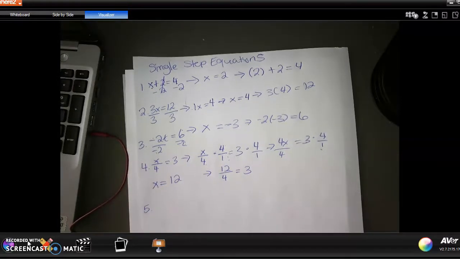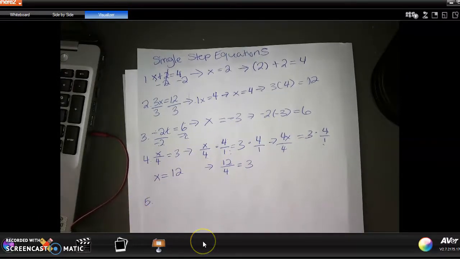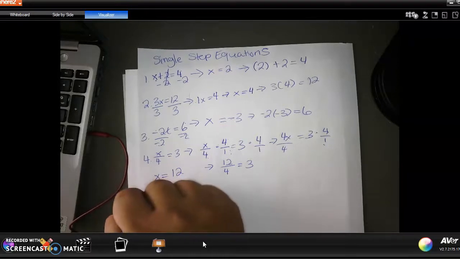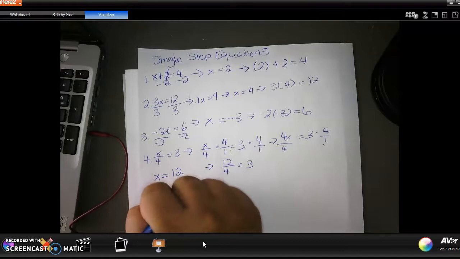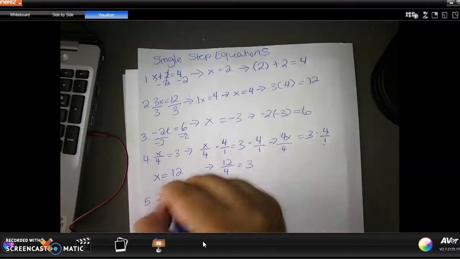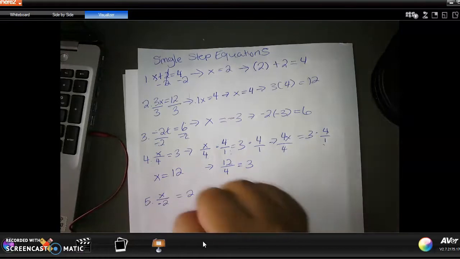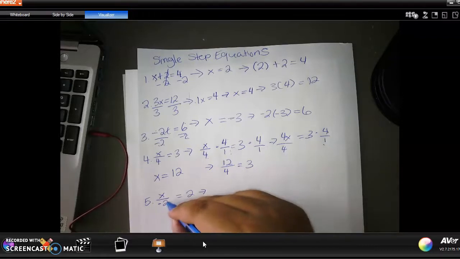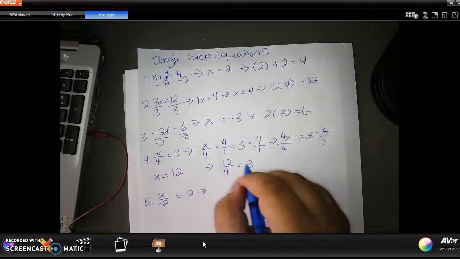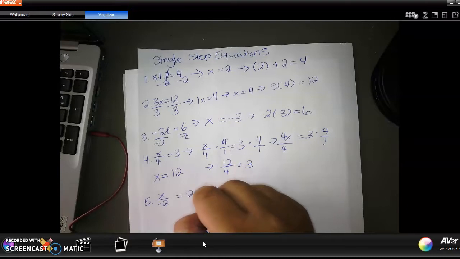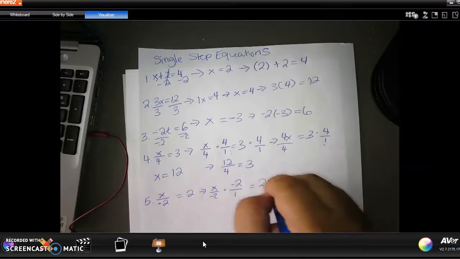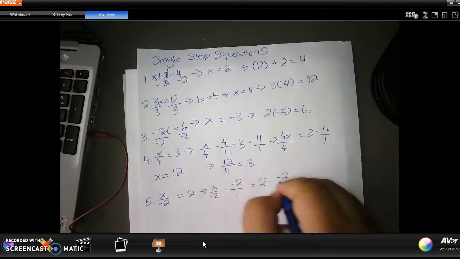For our last problem, let's do one that looks like, let's do a negative fraction. So if I had x divided by negative 2 equals, let's just say 2. Alright, so I have the same thing. I'm going to need to take negative 2 and flip it up to the numerator. So I could do x over negative 2 times negative 2 over 1 equals 2 times negative 2 over 1.